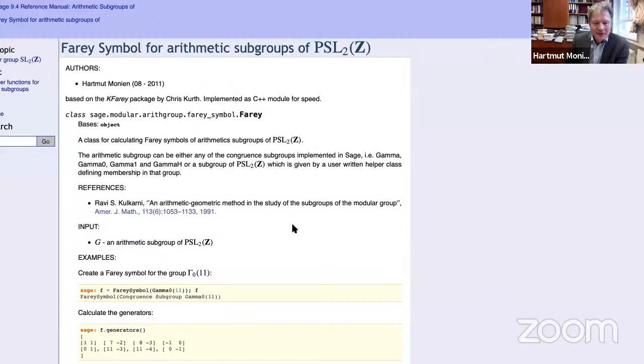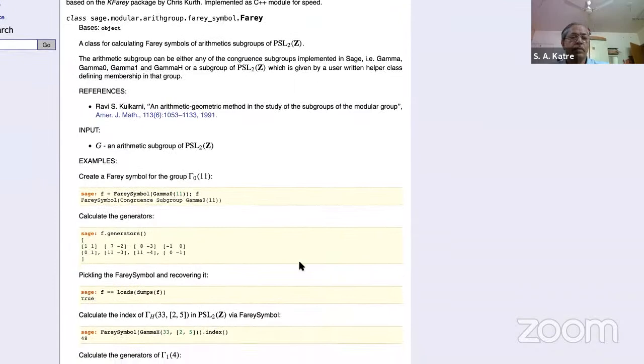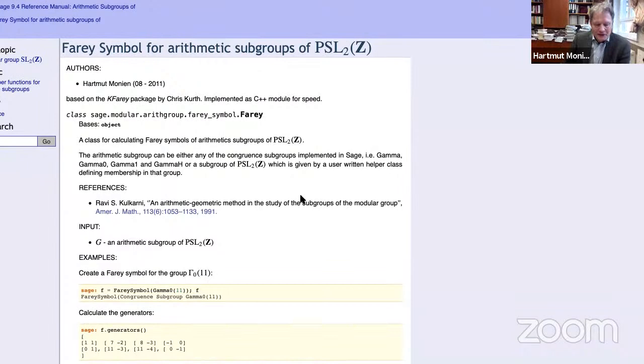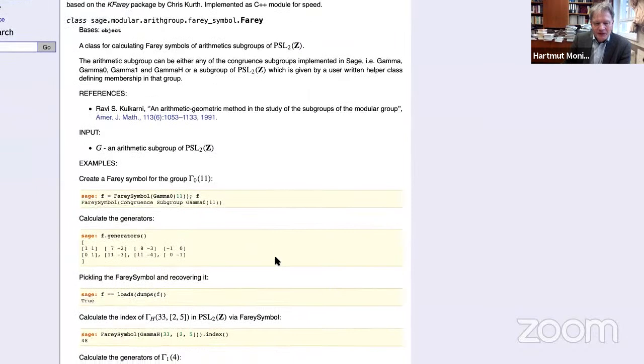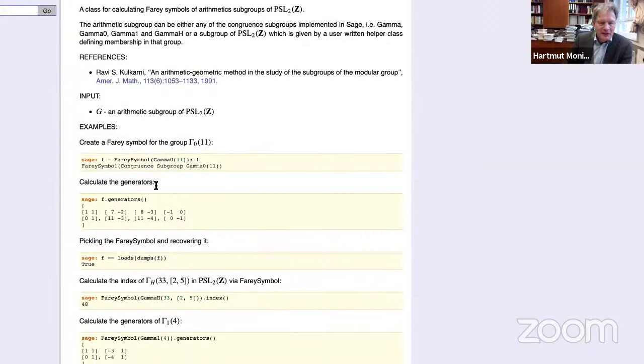But let me just walk through this, to get a little bit of an idea of what these Farey symbols are about. In Sage, you can define subgroups of PSL2(Z), in particular the congruence subgroups, relatively easily. If you want Gamma0(11), for example, which is the subgroup of matrices in SL2(Z), (a, b, c, d), where c mod 11 is 0, then you just say Gamma0(11). The Farey symbol of Gamma0(11) can be obtained easily by writing FareySymbol, Gamma0(11). So the input to the Farey symbol is basically a group.